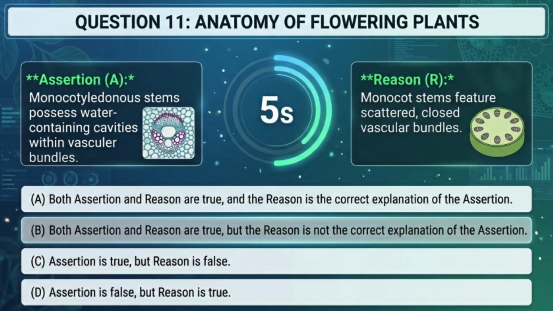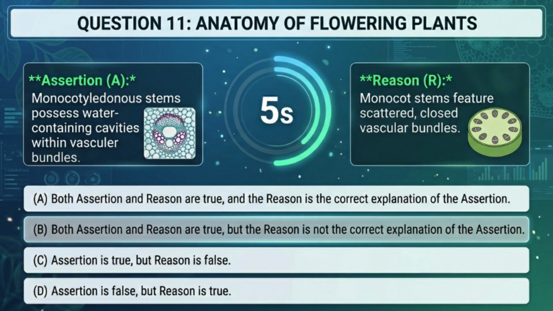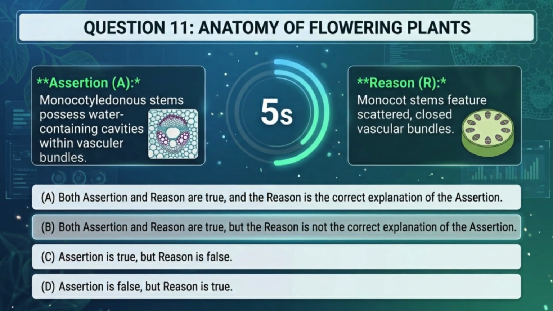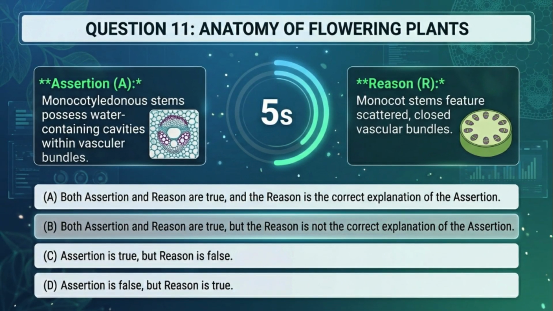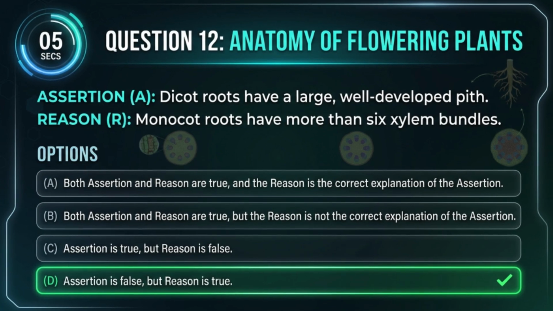Question 11. Anatomy of flowering plants. Assertion A, monocotyledonous stems possess water-containing cavities within vascular bundles. Reason R, monocot stems feature scattered, closed vascular bundles. 3, 2, 1. Remember SCW: scattered, closed, water cavities. Both statements are true for monocot stems, but having scattered bundles is not the reason why they have water cavities. Option is B.